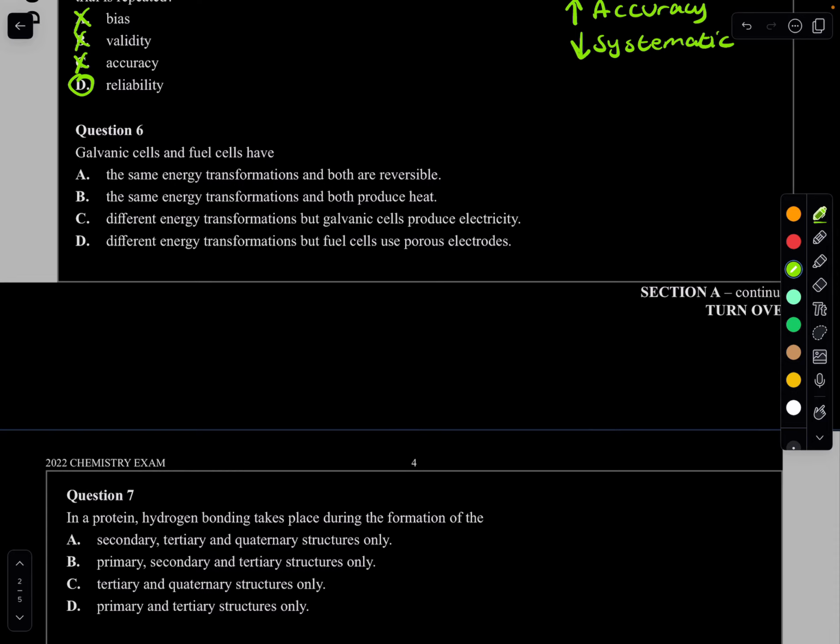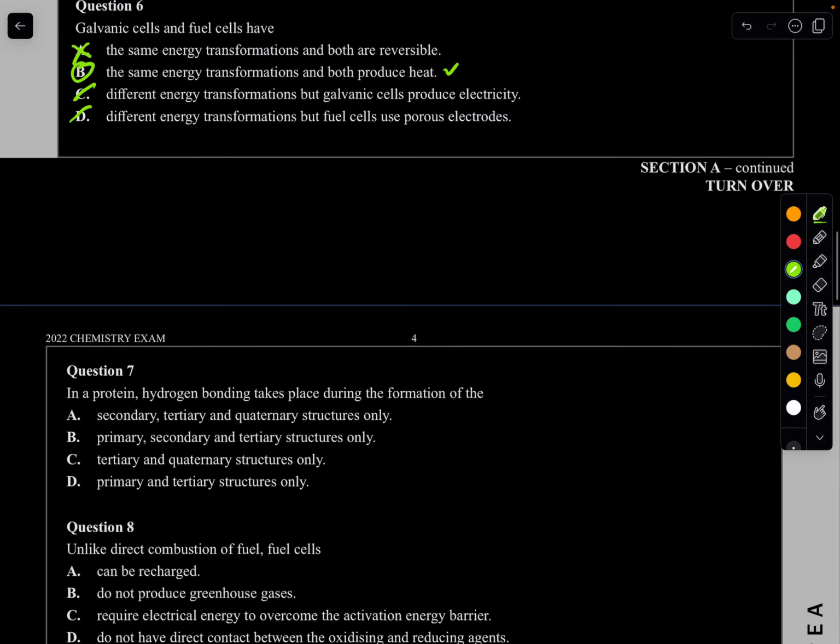6. Galvanic cells and fuel cells have what? The same energy transformations? Absolutely they do. Remember, they take chemical energy into electrical. And both are reversible? Nope, not reversible. They're not secondary cells. B. The same energy transformation is true, and both produce heat. Yes, they do. They are not 100% efficient. The main energy transformation is chemical to electrical, but they also produce heat, because nothing's 100% efficient. So that's correct. The different energy options are all wrong. So choose B.